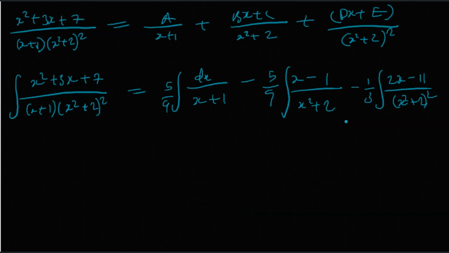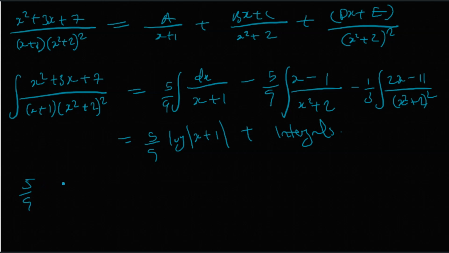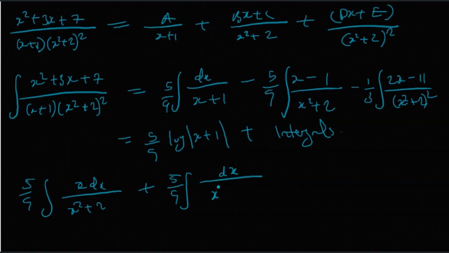So what do we do next here? Obviously this result is easy to write down. This is 5 over 9 times the logarithm of x plus 1. What about this integral? Well, you can separate this integral into two forms, plus other integrals, and let's evaluate them one by one. This integral, first of all, we have 5 over 9 times x dx over x squared plus 2, plus 5 over 9 times the integral of dx over x squared plus 2.